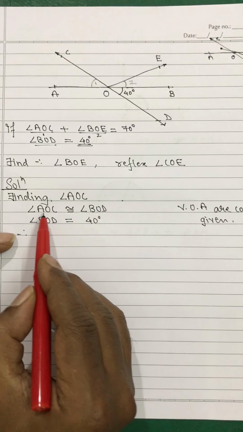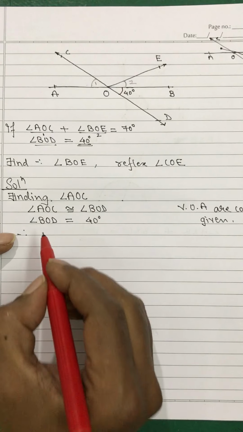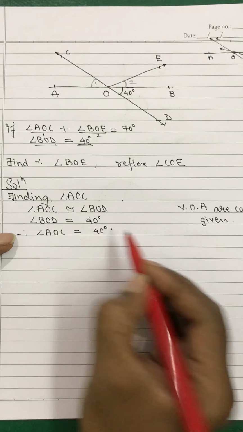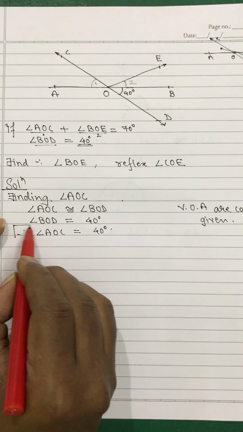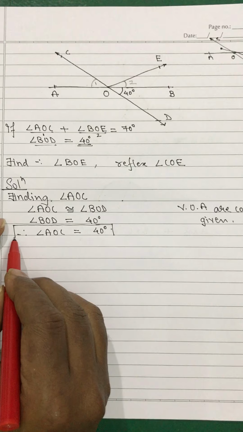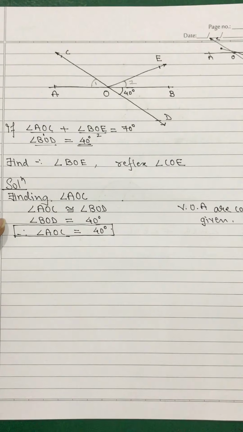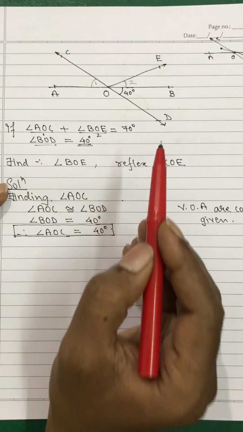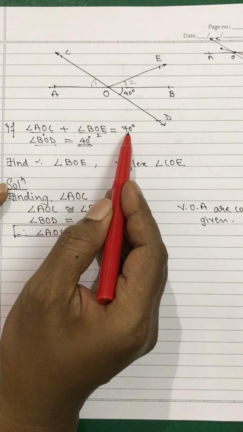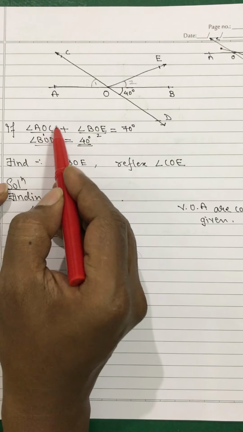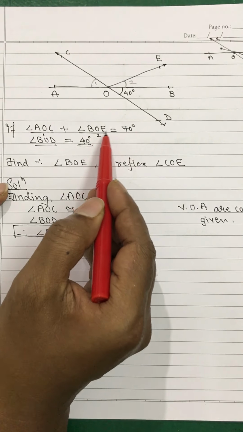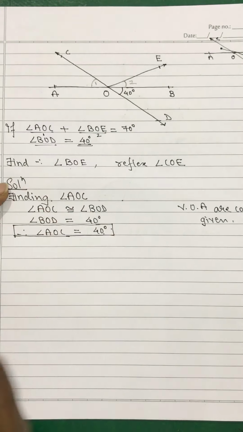So this is angle BOD. AOC is equal to BOD and BOD is equal to 40 degree. Therefore, angle AOC is equal to 40 degree. Fine. So you have found angle AOC. Always have the habit of bracketing the important part that you have found. So you have got angle AOC. Now see here, this is given to you. Angle AOC plus angle BOE is equal to 70 degree. Angle AOC you have got 40 degree. So if you substitute 40 degree over here, you will solve and you will be able to get angle BOE. That is what they have asked you to find.